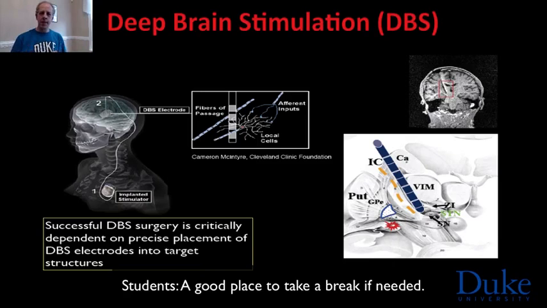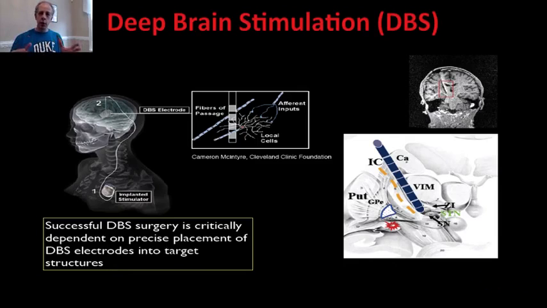What is deep brain stimulation? Deep brain stimulation, first of all, is used for things like Parkinson's, essential tremor, and at a more experimental level for clinical depression and for OCD and other neurological problems.